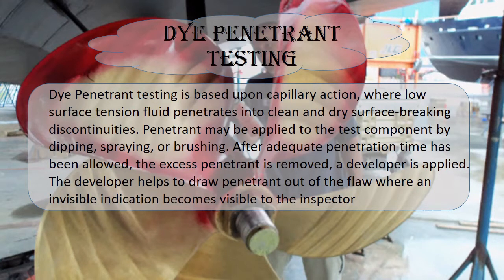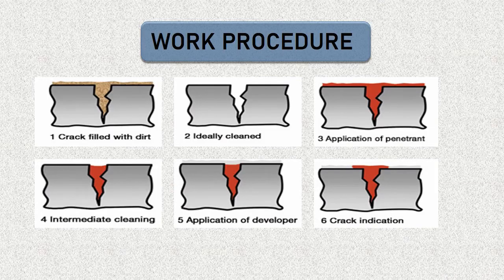Dye penetrant testing is based upon capillary action, where low surface tension fluid penetrates into a clean and dry surface, breaking discontinuities. Penetrant may be applied to the test component by dipping, spraying, or brushing. After adequate penetrant time has been allowed, the excess penetrant is removed. Developer is applied. Developer helps to draw penetrant out of the flaw, where an invisible indication becomes visible to the inspector. Okay, work procedure for dye penetrant testing.